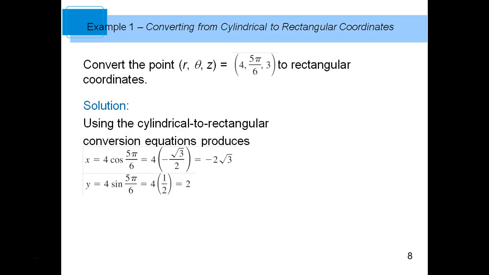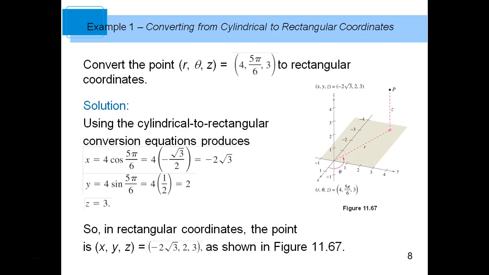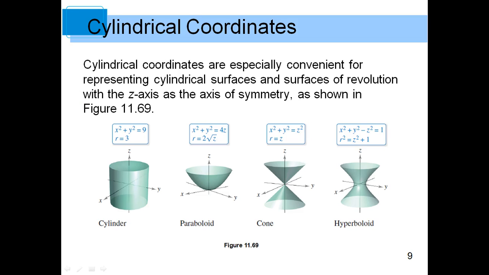Now do the same thing for y, 4 times sine of 5 pi over 6, and I have a 2. And z is still 3. I'll be able to find that polar representation and then lift it up to 3, and I'm at the point (negative 2 radical 3, 2, 3). So not a terribly hard conversion between cylindrical and rectangular coordinates. They're very helpful when we're looking at some of these different shapes. It'll also be a lot more helpful later on when we're doing triple or double integrals.